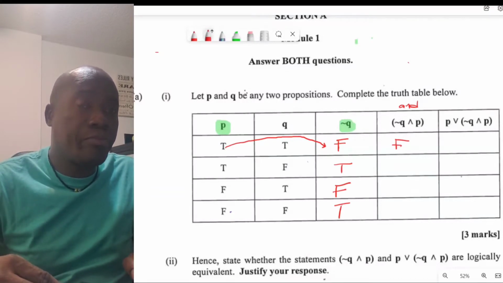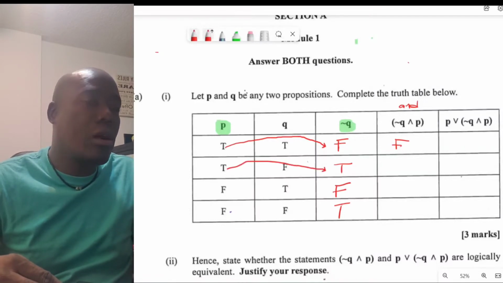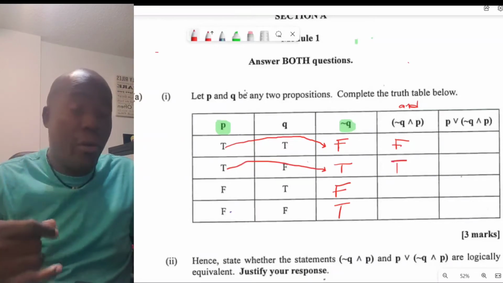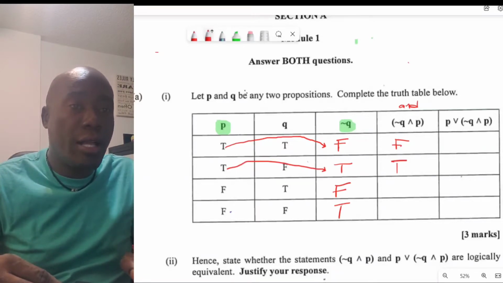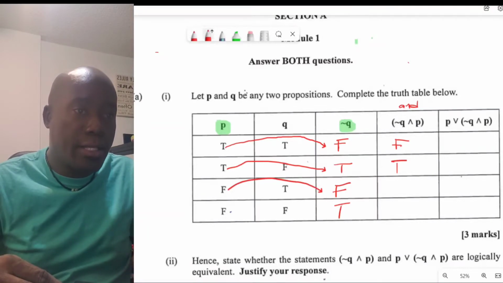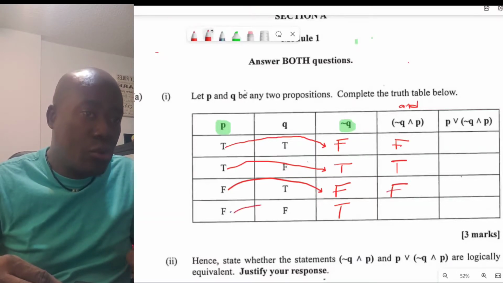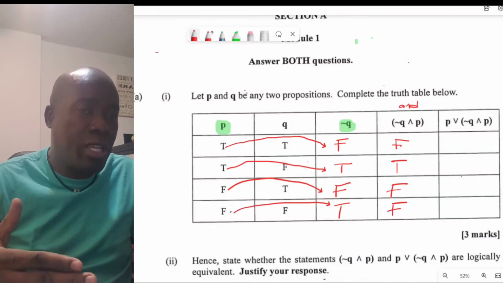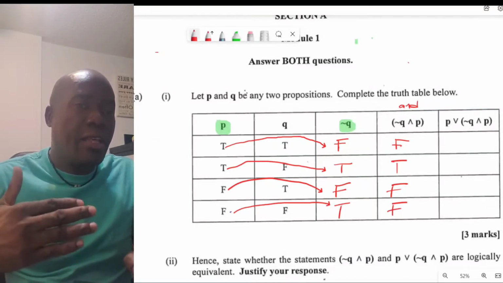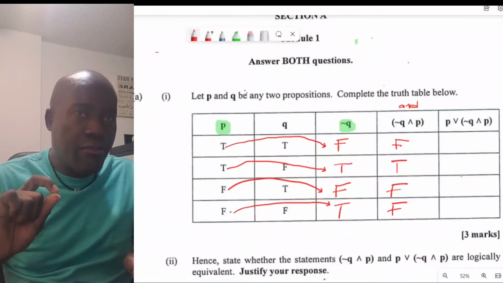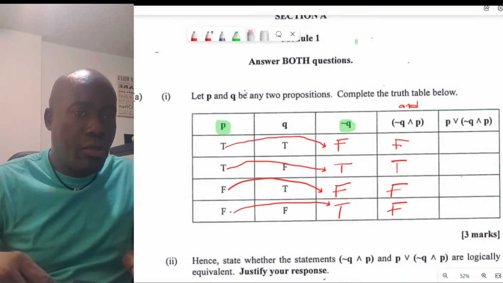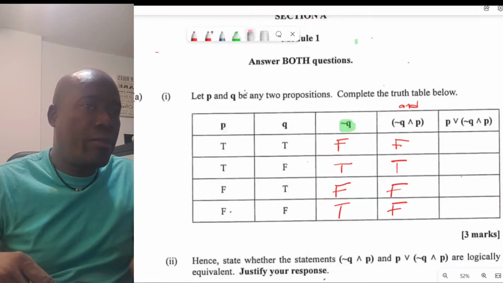Let's go for the next one. We're looking at a true and a true there, which means the final outcome is true. Remember, we're doing and. Now a false and a false, which is definitely also a false. And lastly, a false and a true. We still have a false because it's an and statement, which means we must have two T's to get a final T. Let's take those off and go forward to the next question.